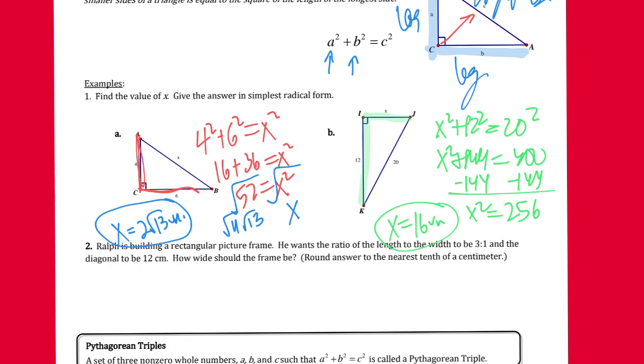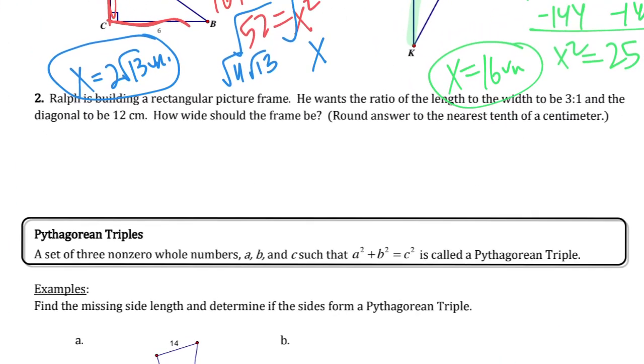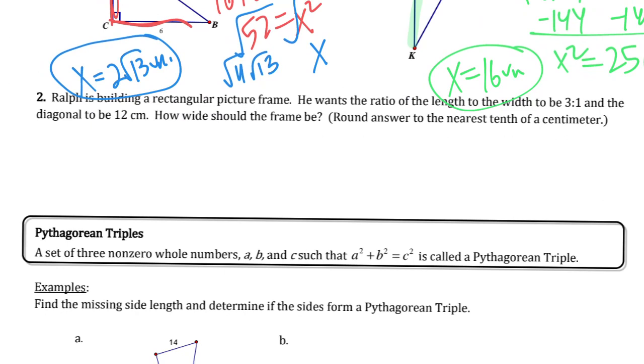Now, the next one is about a picture frame. It's kind of weird, so make sure you listen to this very carefully. They don't tell you the dimensions of the frame, but they tell you the ratio of those dimensions. The dimensions are 3 to 1. That means they have a common factor by which you multiply to get the actual dimensions. So this side is 3 times a certain factor, and this one is 1 times that same factor. And they tell us the diagonal is 12.